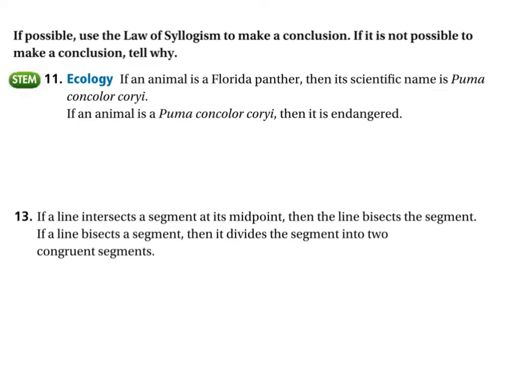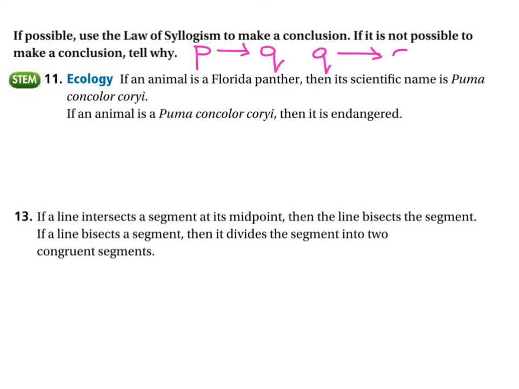All right, if possible, use the law of syllogism to make a conclusion. If it is not possible to make a conclusion, tell why. Okay, so let me first set this up. You need to have two things here. You need to have two conditional statements. One, P implies Q, and another, Q implies R.